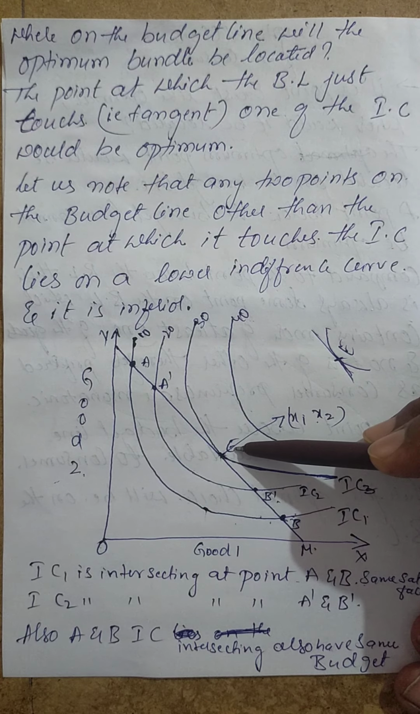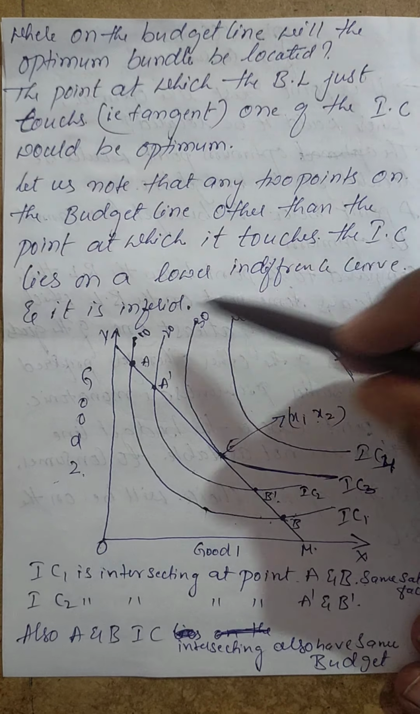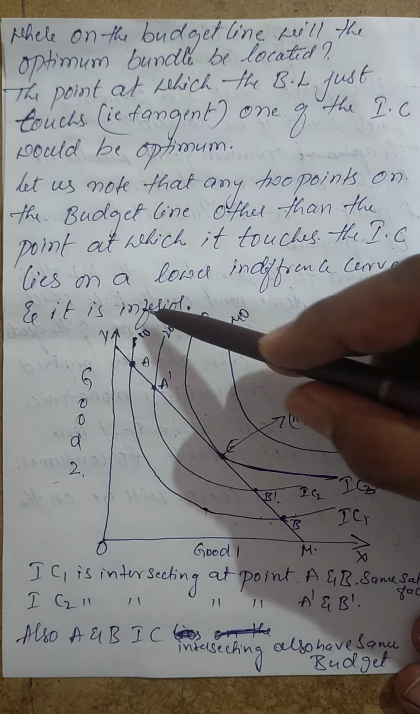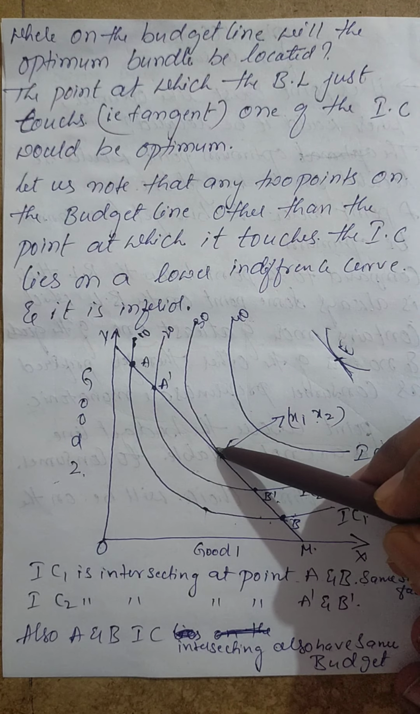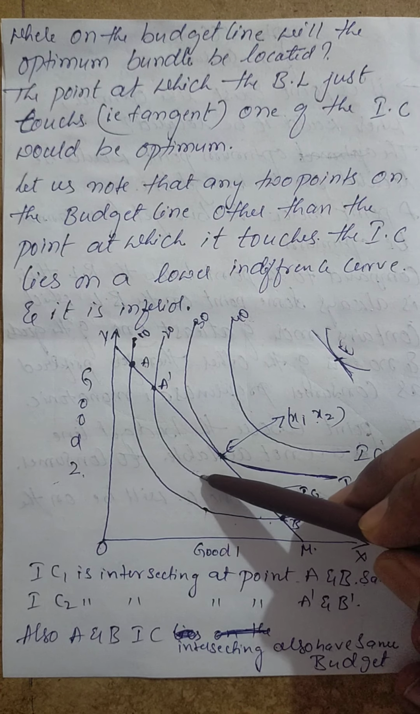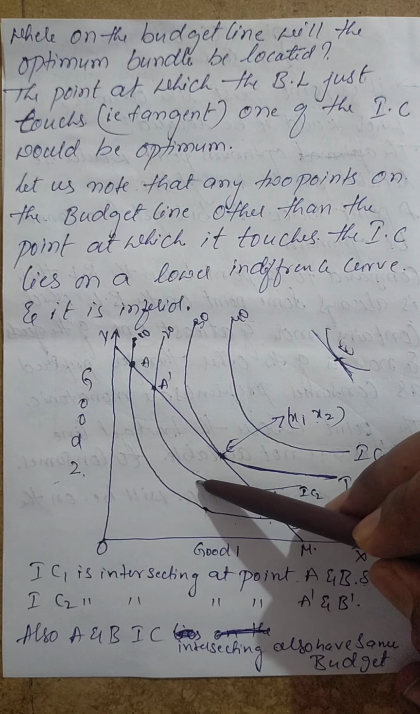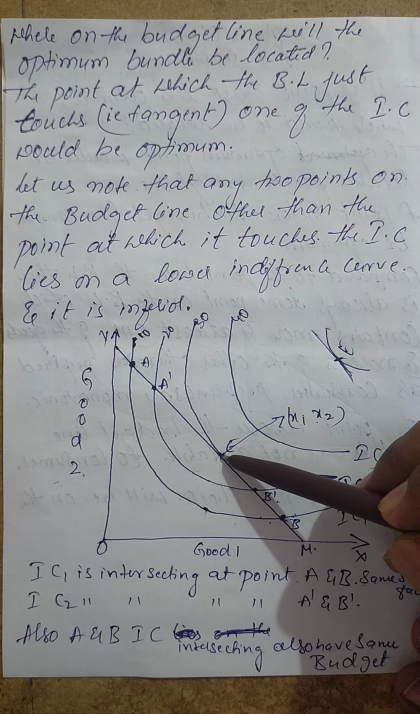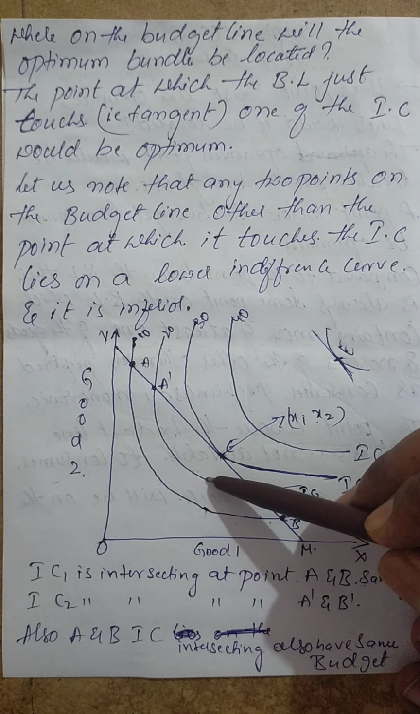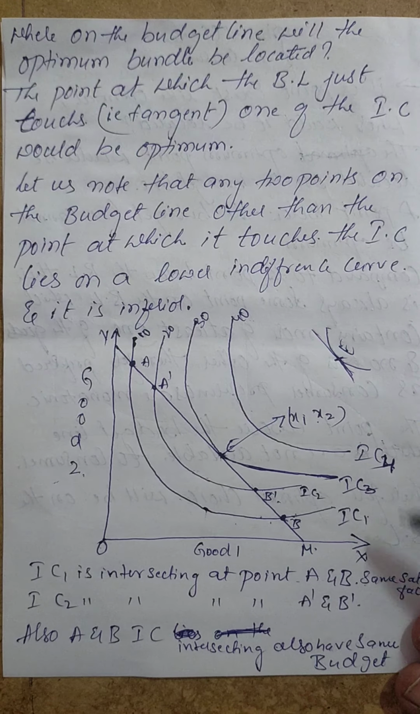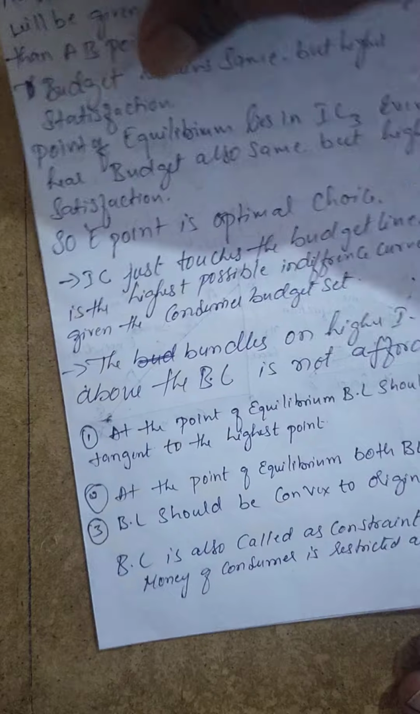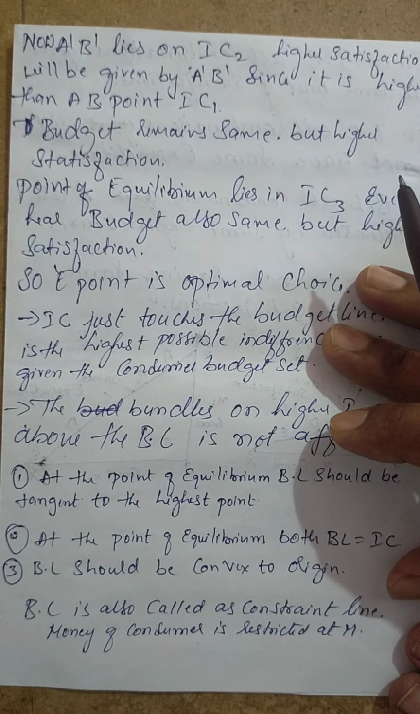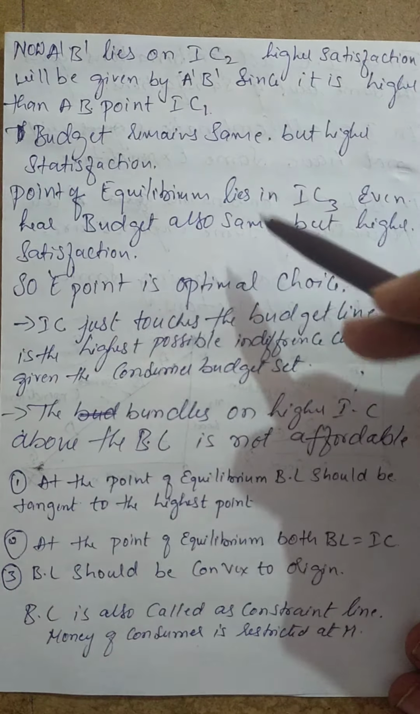Any point other than the one that touches the indifference curve lies on a lower indifference curve, isn't it? As I said, this is lower when you compare to this, and this is lower when you compare to this. Now these both are lower when you compare to this, isn't it? This gives a greater level of satisfaction compared to both. So that is the point we are going to see in this indifference curve, which gives the maximum level of satisfaction. That is what I have written here.